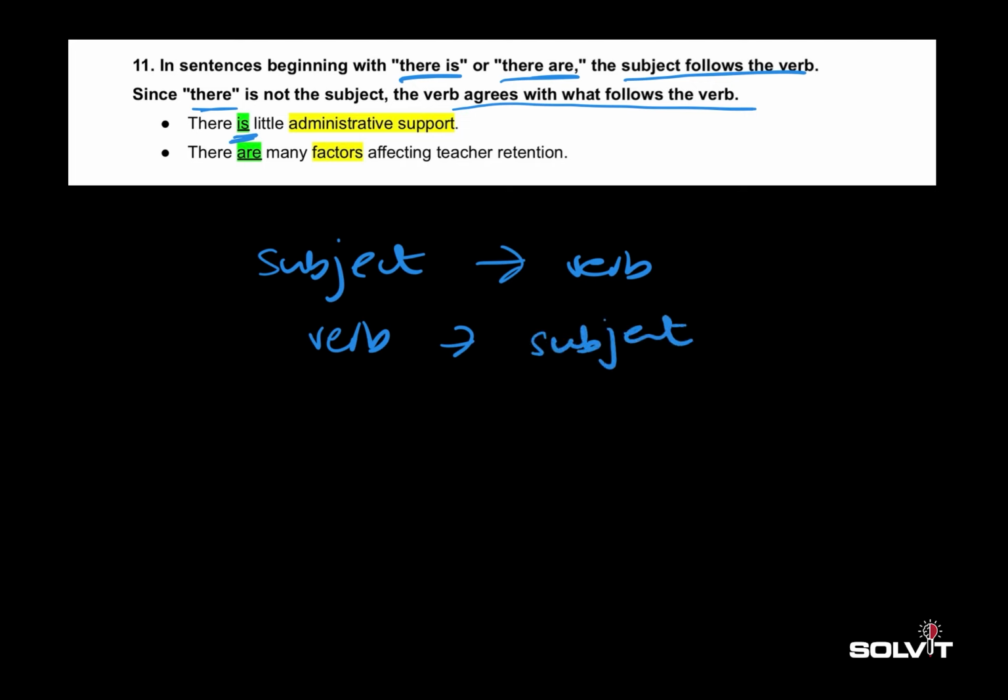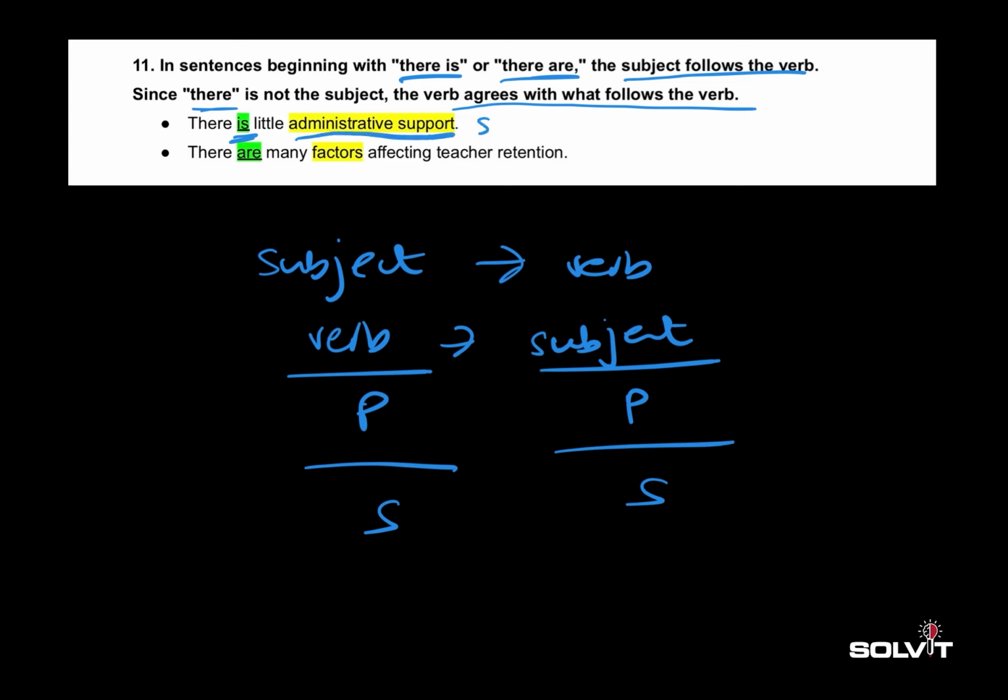So now in this case, what we're going to do is the same. It's just that the position of the subject has changed, right? But that doesn't change anything. If the subject is plural, then this will also be plural. If the subject is singular, then this will also be singular. It's as simple as that. Okay, so there is little administrative support. We know that administrative support is singular, so we're going to use the singular verb over here.